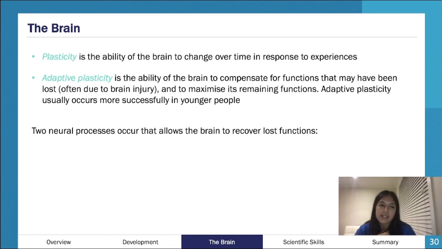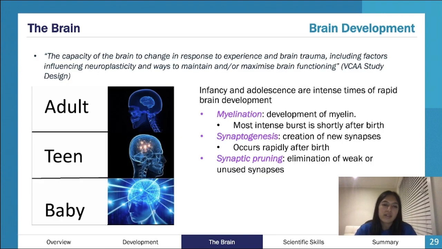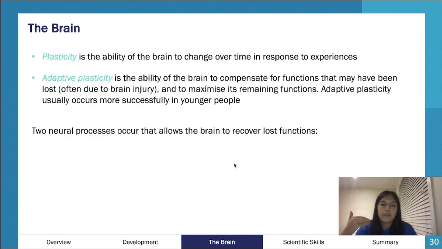And that links to this concept of developmental plasticity, where we're seeing that in a baby, this development where we've got stuff like synaptogenesis. So this is the creation of new pathways rather than trying to get established pathways to take over functions.